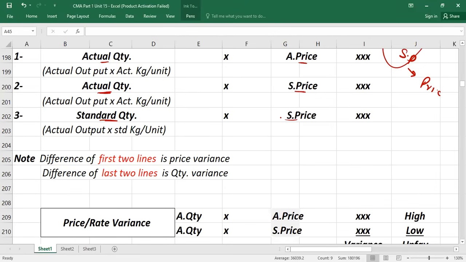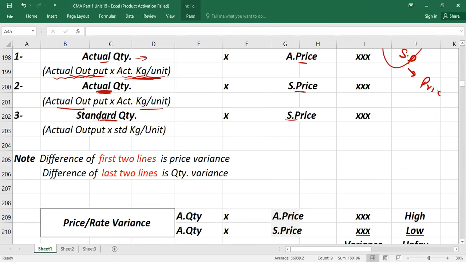First try to understand how to get actual quantity if it is not given. Sometimes the question may give you actual quantity directly, for example, 5,000 kg. Take it. But if actual quantity is not given, how would you calculate? You will take actual output, actual production, into actual kg per unit. Second column, same way, actual output into actual kg per unit.